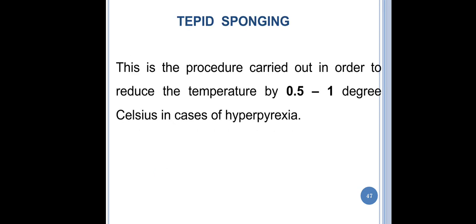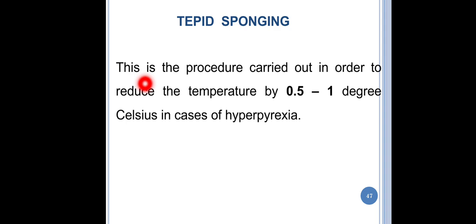Okay. So now let's look at some of the procedures that you can do in a case of abnormalities in the temperature. Let's look at a case where someone is having high temperature. So there's what we call tepid sponging. What is tepid sponging? Tepid sponging is a procedure done by the nurse.